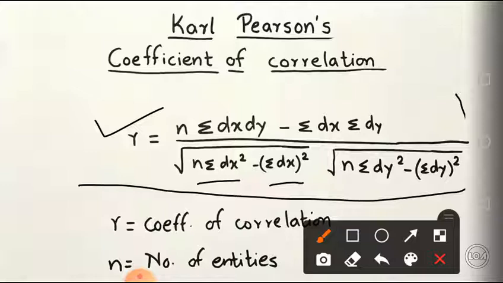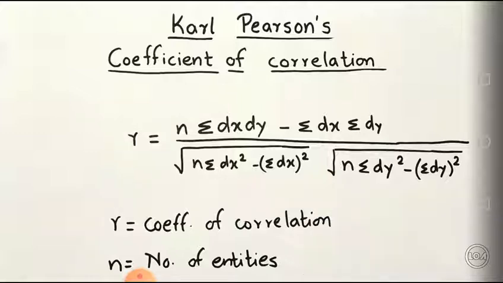So what is the meaning of r here? The meaning of r is coefficient of correlation, and n is the number of entities or number of items. So we will put the number of items of the series in place of n, and the remaining items we will calculate in the formula in the question. It is very important to learn this formula, and you all should note it down in your copy. Note down the formula.